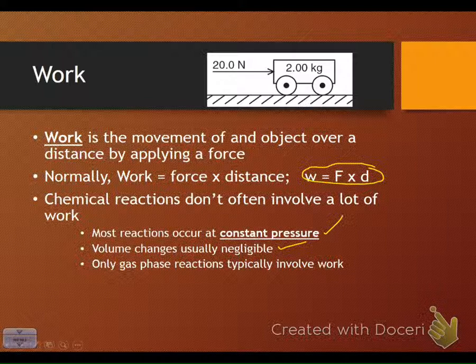So really what we're worried about in chemistry for work is if we have gases, because we learned last year that gases can change their pressures and volumes very easily, so we have to take that into consideration with gas reactions.